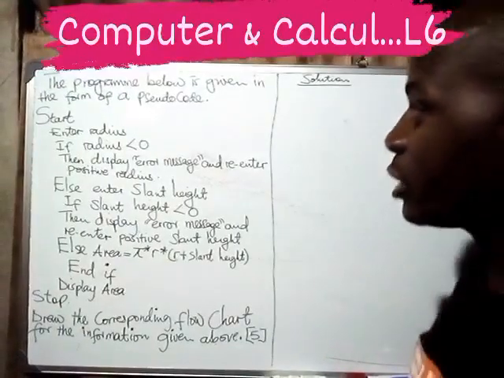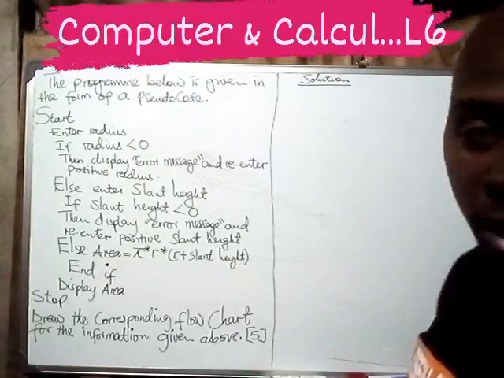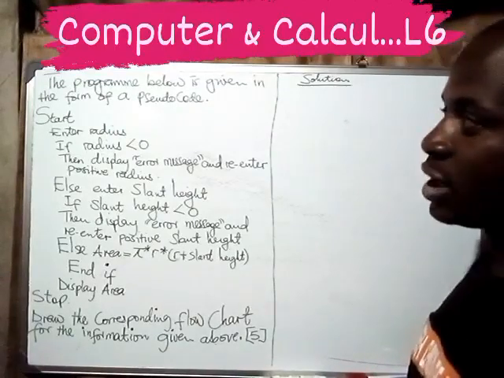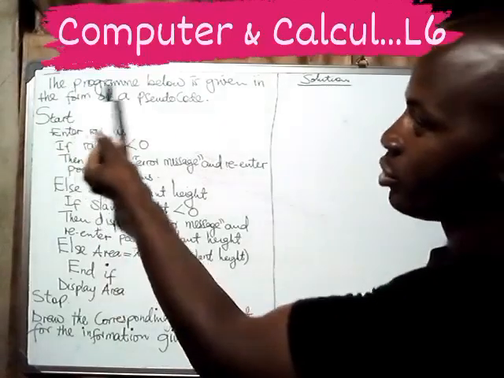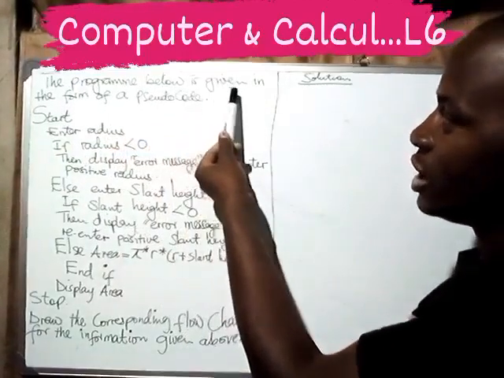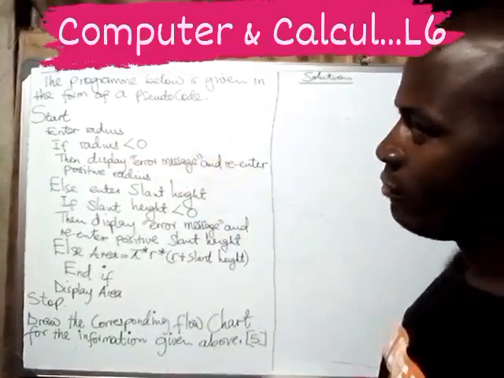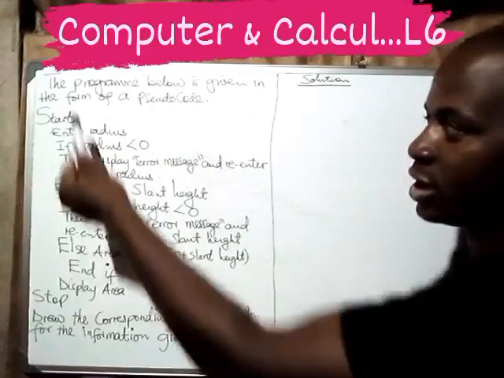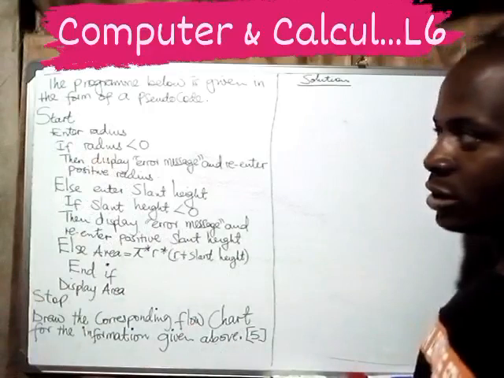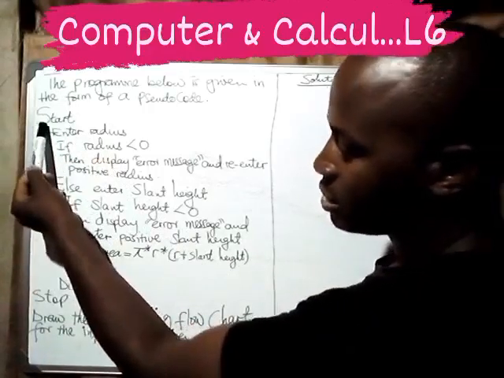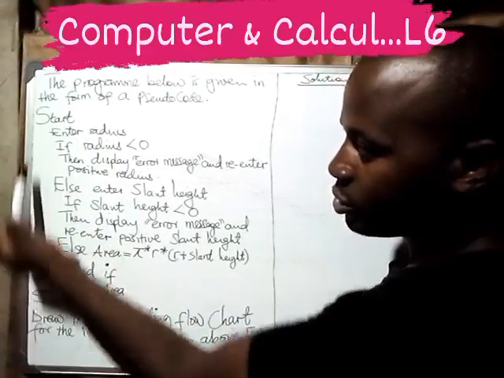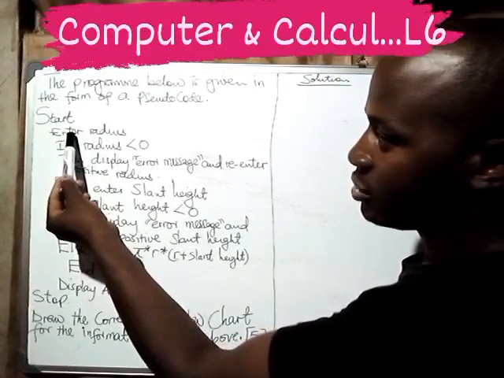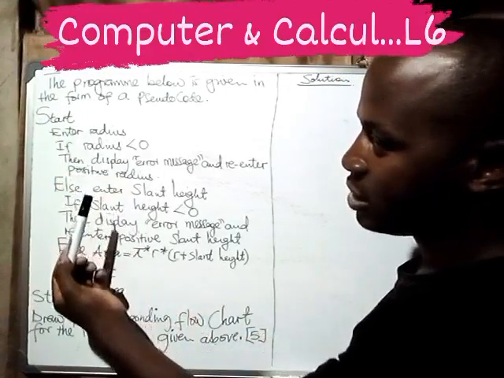We are continuing with sample exam questions where we have this question, which is: the program below is given in the form of a pseudocode. This is a pseudocode program. We have a start, we have a stop. They are in the same line. Then we have the enter there. So we are entering radius.